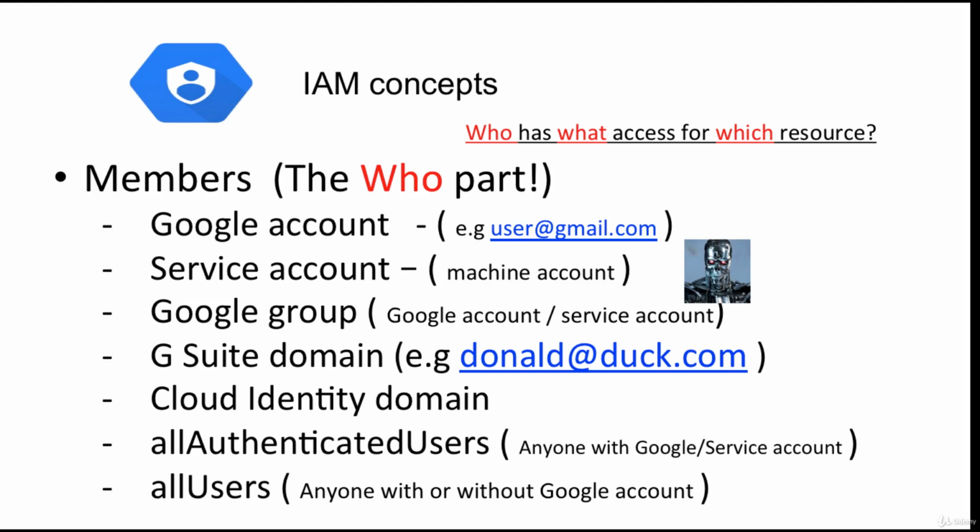Google Group basically helps you to combine a list of users, and the user can be a Google account or a service account. And then we have G Suite domain and Cloud Identity domain. Both represent a virtual group of users in an organization. And then we have two special identifiers here: all authenticated users, basically anybody on the internet with a Google account or a service account, and all users, basically anyone on the internet with or without a Google account. The two identifiers, all authenticated users and all users, can be a bit confusing.